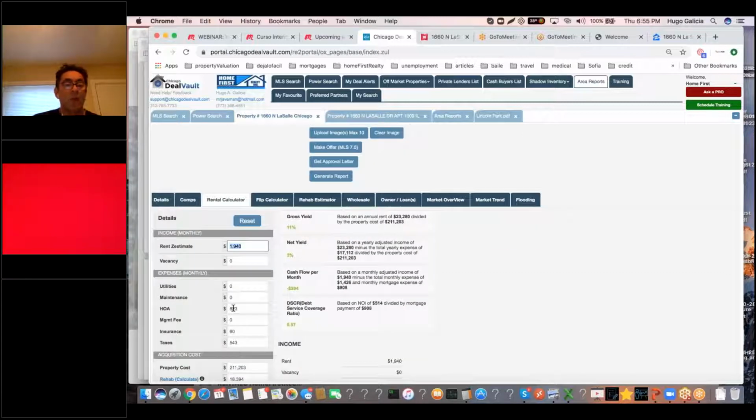And guess what? HOA is like putting money in the waste basket. That's money that you cannot deduct. It's not tax deductible. It's not depreciable. So it's just money lost. When you pay interest on your mortgage, that's tax deductible. When you do projects in the properties, those are depreciable. But HOA, it's just a sunk cost.